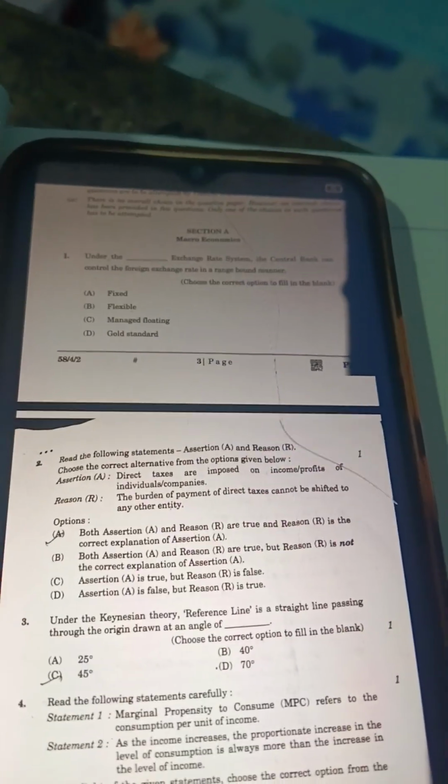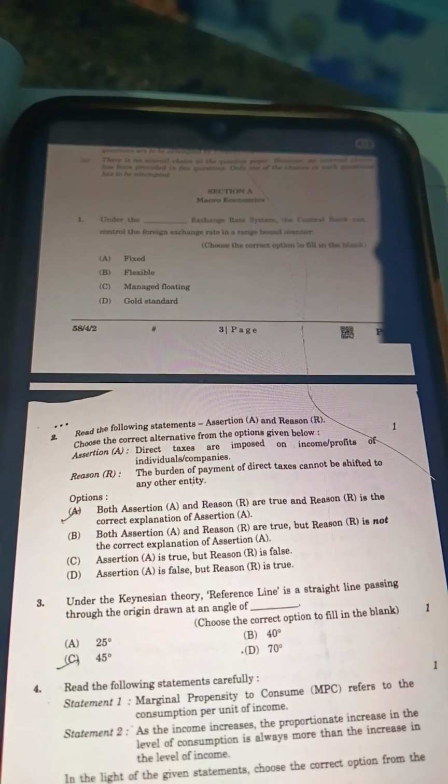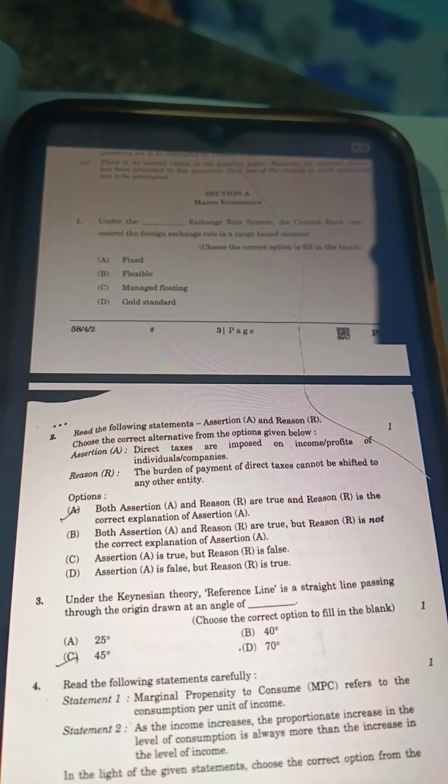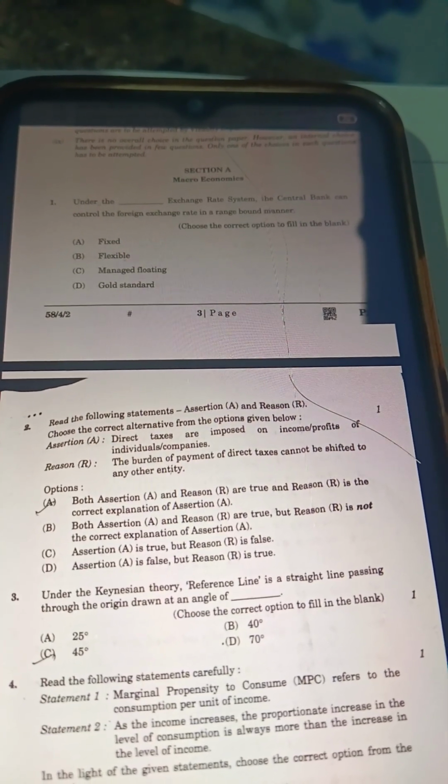If you talk about this question, we have only three types of exchange rate system in our book. That is fixed, flexible, and managed floating. Fixed exchange rate systems are those which are controlled or managed by the government, so that should not be the answer. The second one is flexible exchange rate, which is determined by demand and supply. Nowhere in the question is demand and supply mentioned.